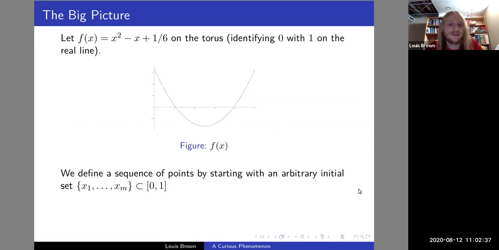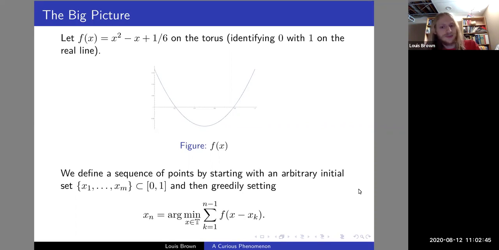And we're going to define a sequence of points by starting with an arbitrary initial set, x1 through xm, in the unit interval. And then we're going to greedily set xn, the new point, to be the argmin over the sum from k equals 1 to m minus 1 of f of x minus xk. So we want the point that minimizes this function for all of the points we've picked so far, the xk. This might seem like a weird algorithm, maybe strange or a little bit arbitrary, but it has really remarkable distribution properties that we're going to explore throughout this talk.